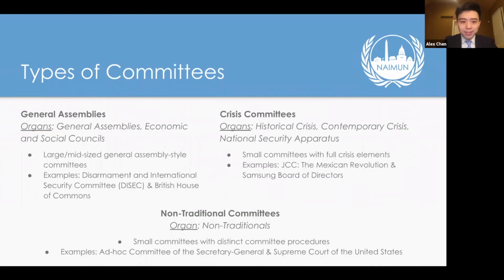So what are these committees? First, we have General Assemblies. These can be found in our General Assemblies organ and our Economic and Social Councils organ. These are large, mid-sized General Assembly style committees.